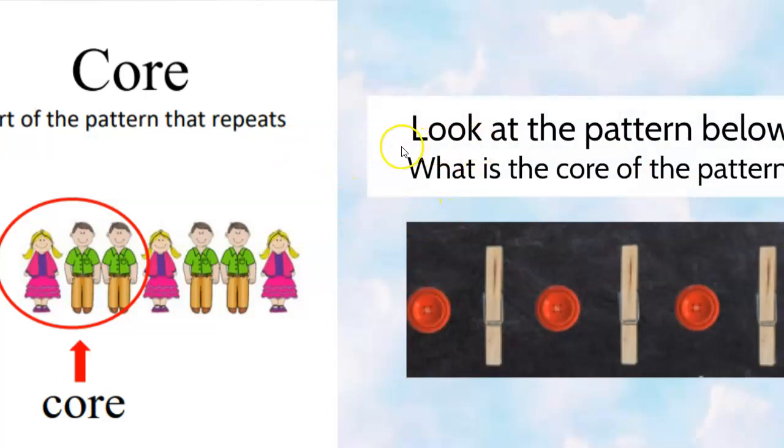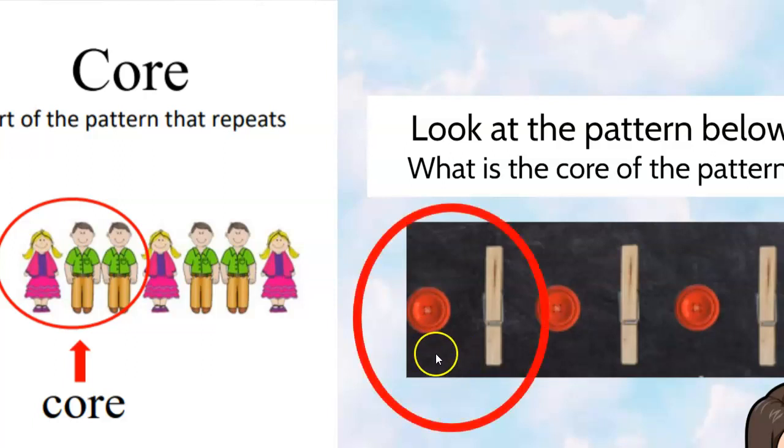So let's look at this pattern below. This might look familiar. Button. In the video, she called it a peg, but I'm going to call it a clip because that's what I've always called it. So button, clip, button, clip, button, clip. What's the core of this pattern? Think about it. What are the things in this that are repeating? Button, clip. Good work. I like how you thought that through.